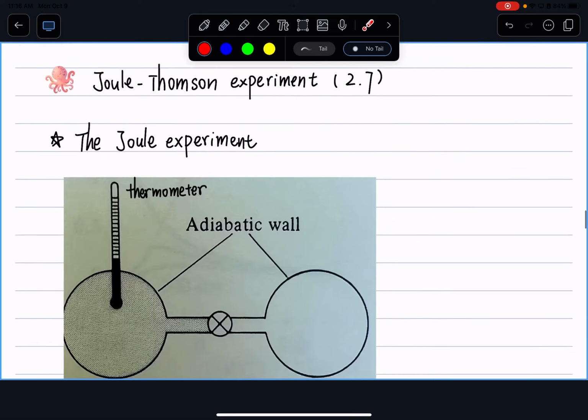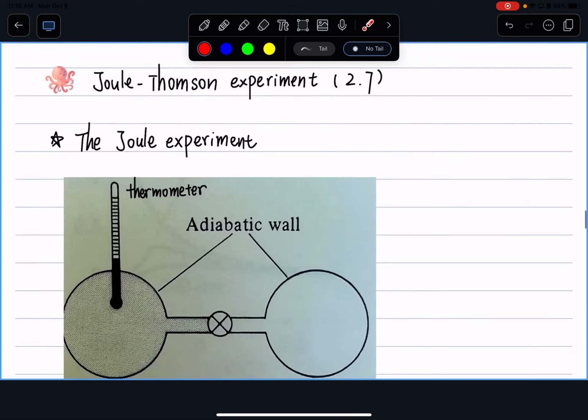And now we're moving on to a different topic, which is called the Joule-Thomson experiment. The purpose of this section might feel a little bit off from what we just talked about. What we are talking about here is how chemists can actually set up experiment conditions so they can measure things that are normally hard to measure.